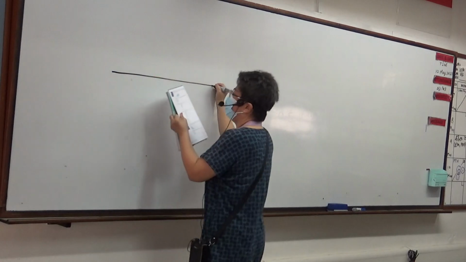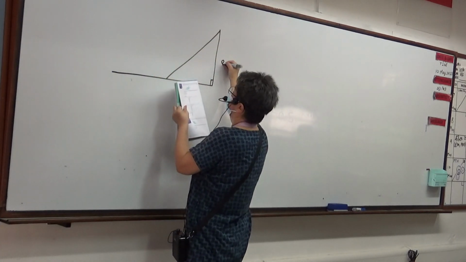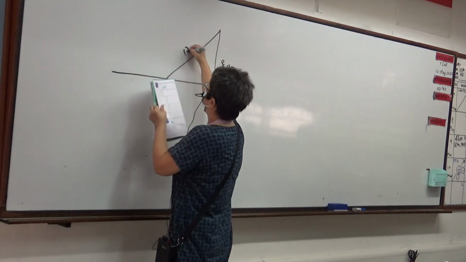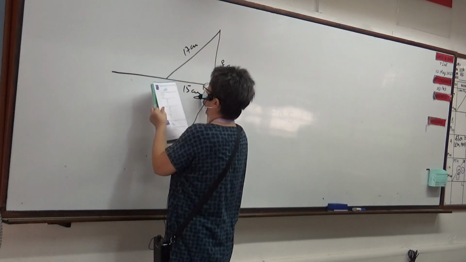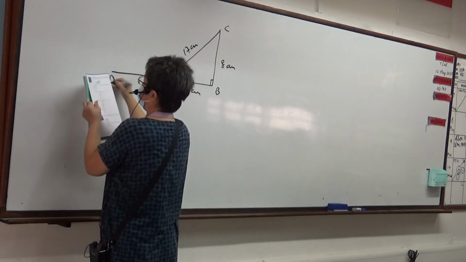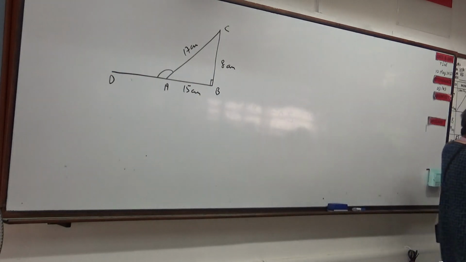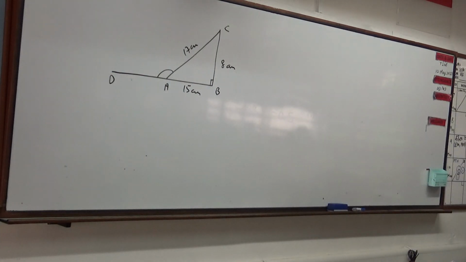Now, they will give it like this. This is a right angle triangle. 8 cm, 17 cm, 15 cm. Now, can all of you look at this? O level is like that, but they always draw it like this, so that you have to work it out. Now, let's take a look here.